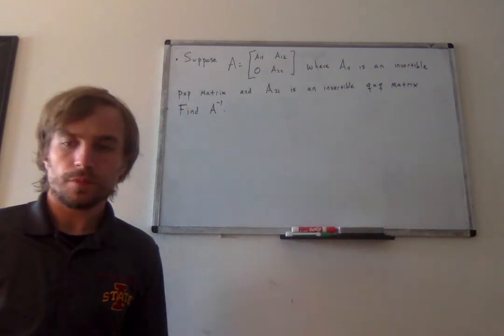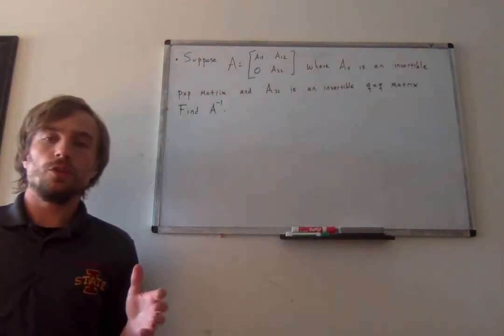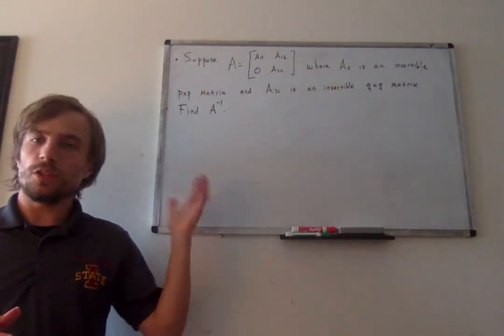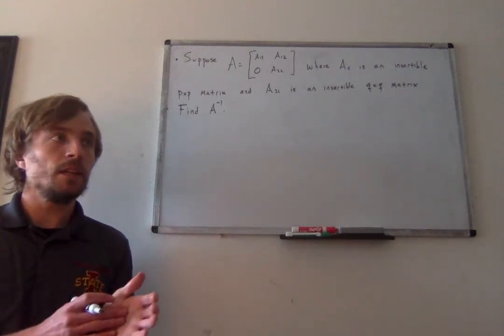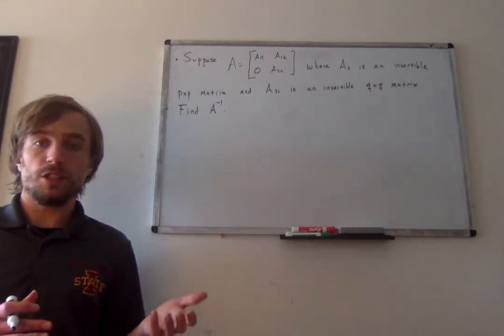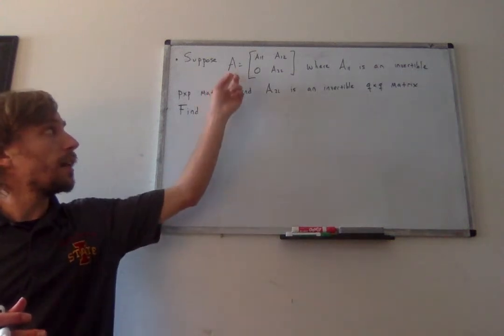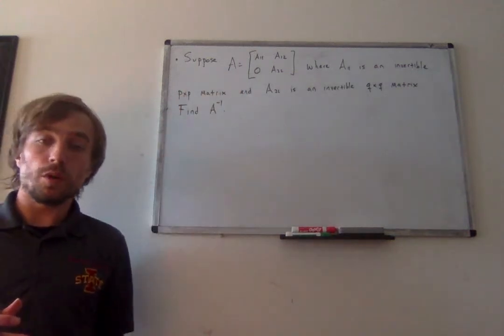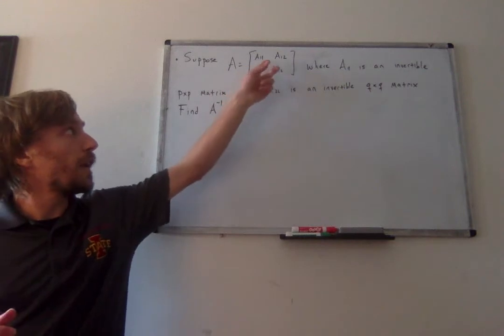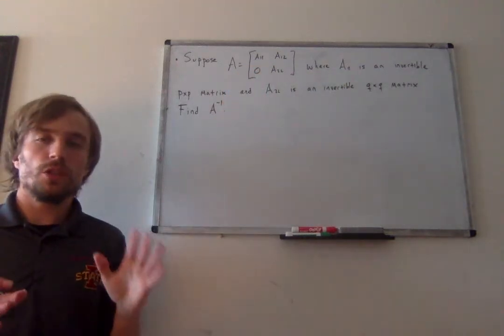And so what we want to do is, this is a little bit of a vague question as initially stated, but what this question is asking us to do is to find another inverse for A in block form in terms of A11, A12, and A22. And so I'll show you what that means.